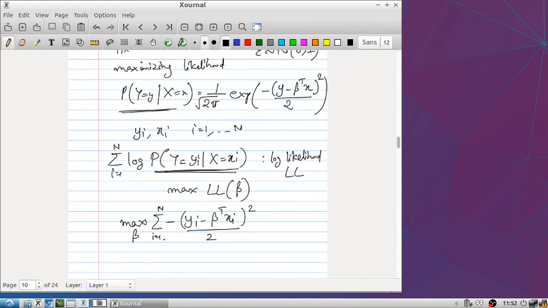Now this is actually proportional to the minimization over beta of the sum of i equal to 1 to n of yi minus beta transpose xi, squared. A maximization of a negative quantity is the same as minimizing a positive quantity.